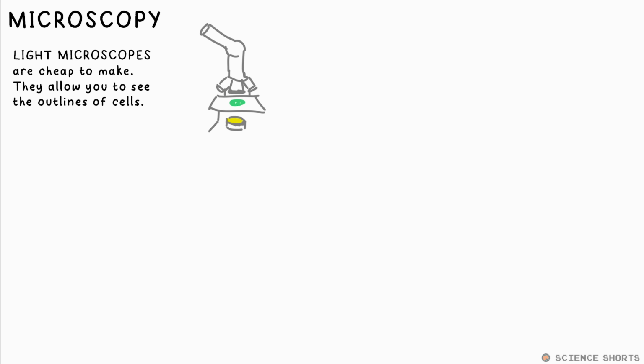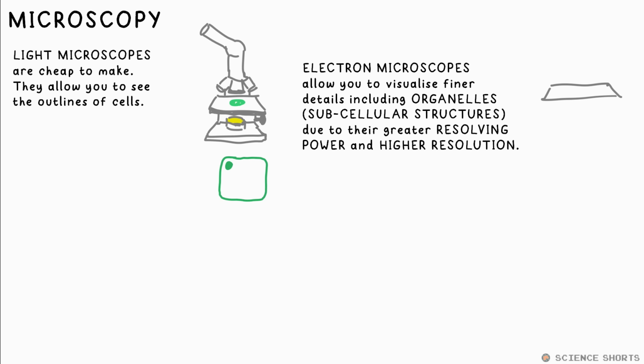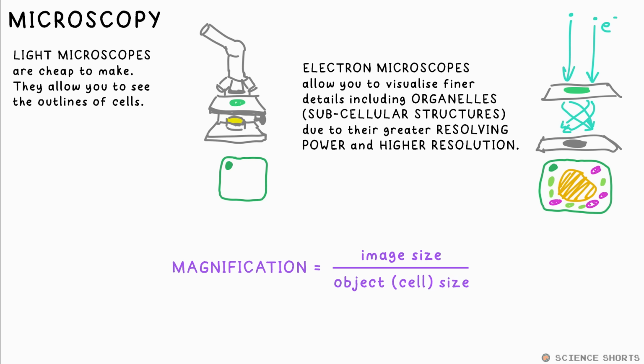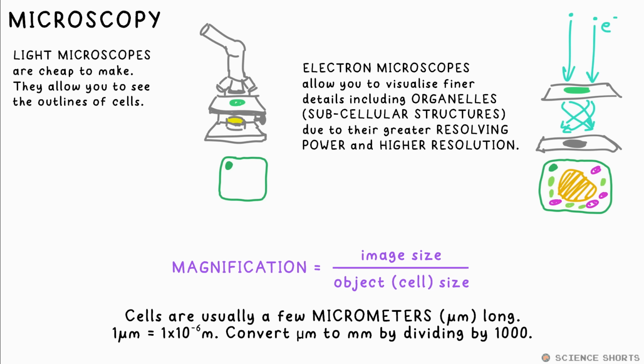All life consists of cells. We can see cells with a normal light microscope and maybe the nucleus, but the subcellular structures won't really be visible. Using an electron microscope, however, allows us to see far finer details, so we can see an image of these organelles. As such, these microscopes have a better resolving power and a higher resolution. We say we can calculate the actual size of a cell by knowing the magnification of the microscope. Magnification is equal to image size divided by object size.